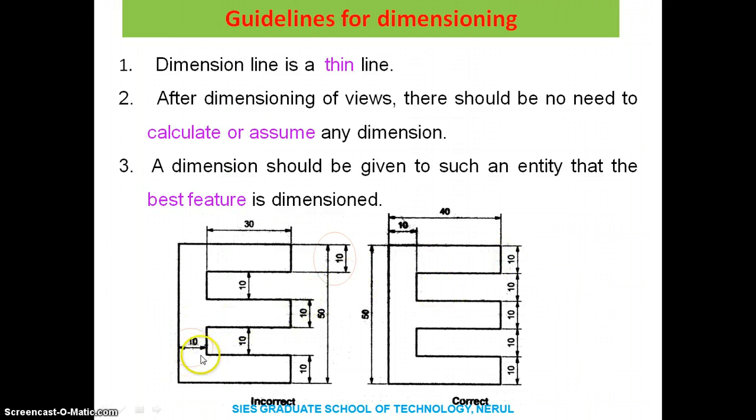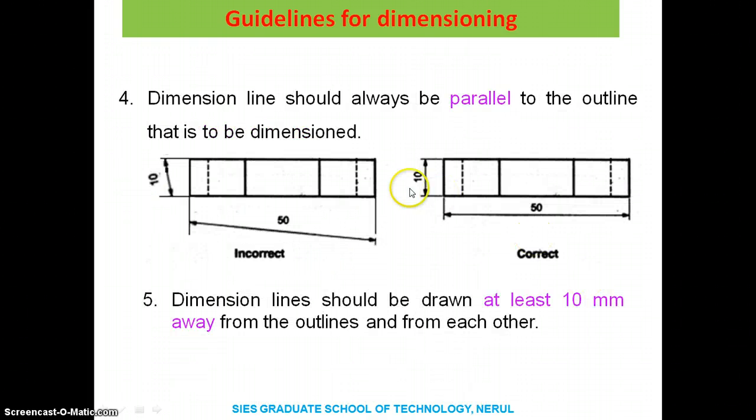This dimension 10, instead of dimensioning it here, it looks best here, because it should not be given inside the view, it should be given outside the view. The next guideline is dimension line should always be parallel to the outline. This is to be dimensioned. Like you can see here, this dimension line is parallel to the outline, whereas if you read this 50, this is not actually 50, this is more than 50.